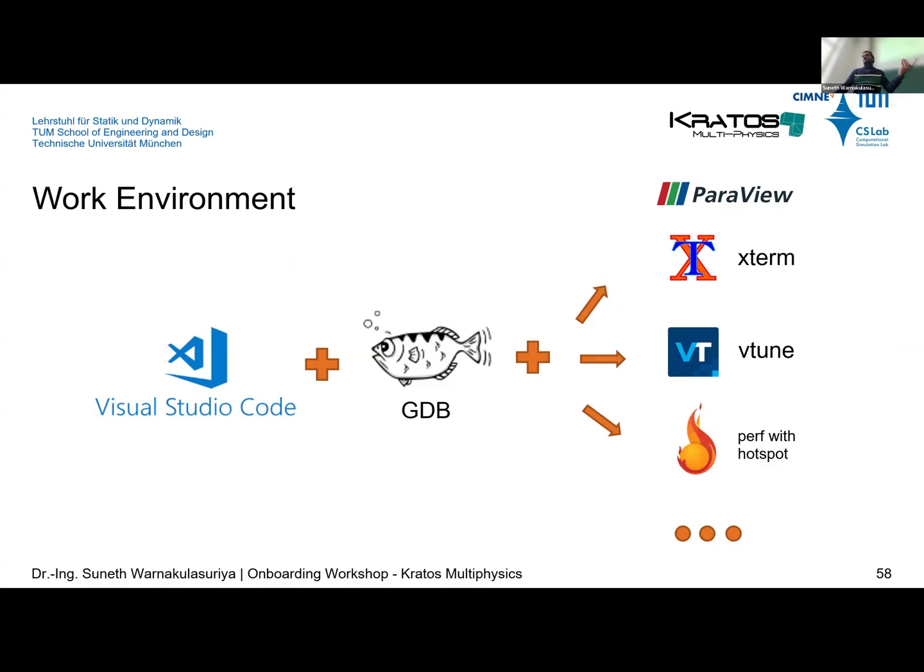Because what we do is numerical method development, so we always have to debug. We don't just use Kratos, we extend the features of Kratos. For post-processing, Paraview. Xterm is used basically for MPI debugging. If you are working with distributed memory architectures, then you want to debug. It's not so straightforward. So for that we use Xterm.